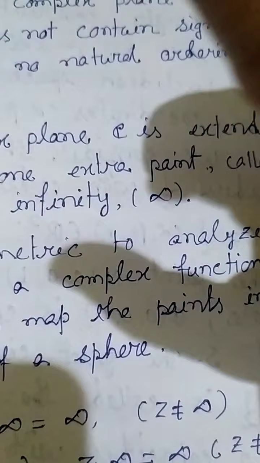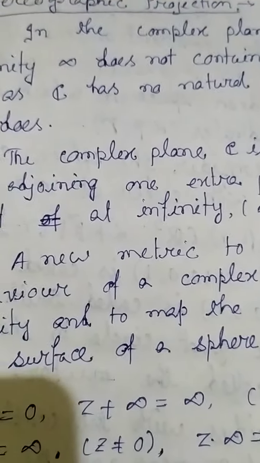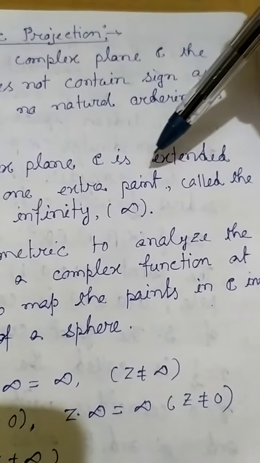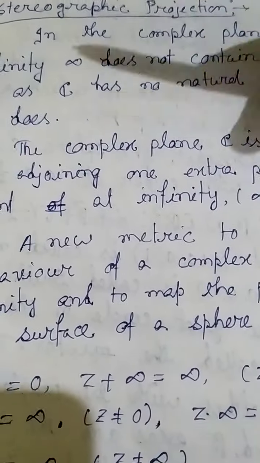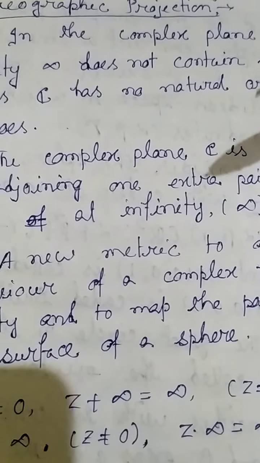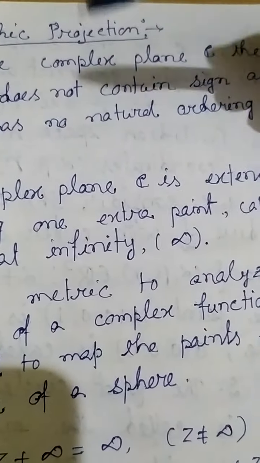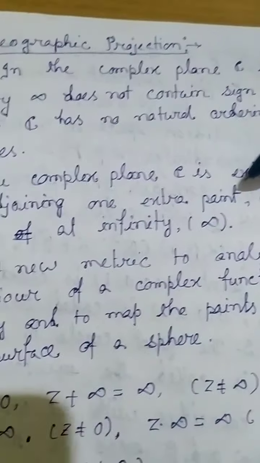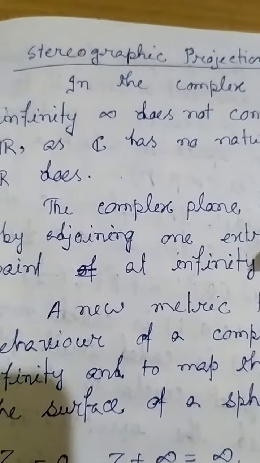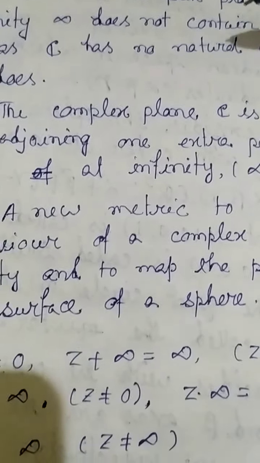We need this to discuss the concept of stereographic projection. So we are going to consider the complex plane C extended. In the case of real numbers also, plus infinity and minus infinity are said to be extended real numbers. Here also, the complex plane, that is the xy plane or z plane, is extended by adjoining one extra point called the point at infinity. We are going to introduce this extra point, the point at infinity.